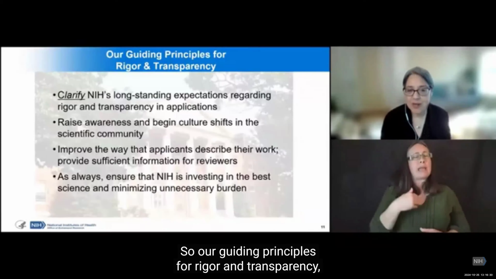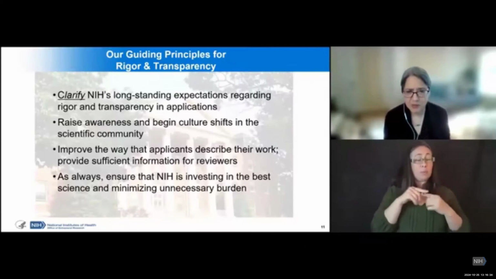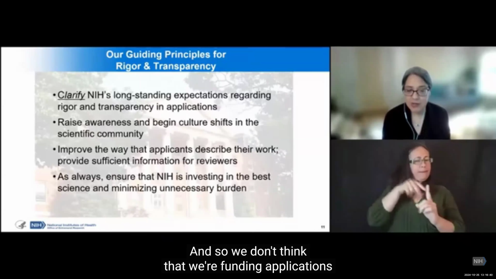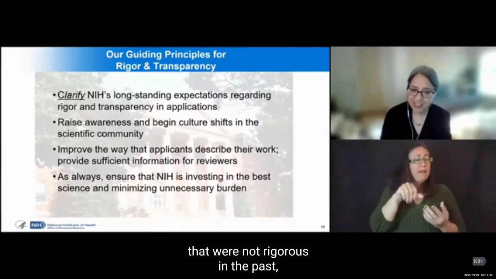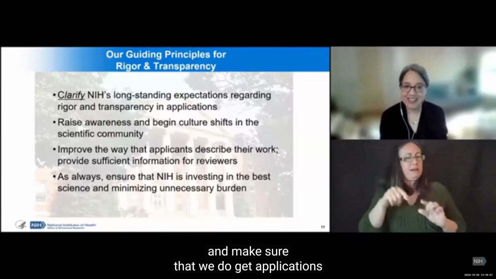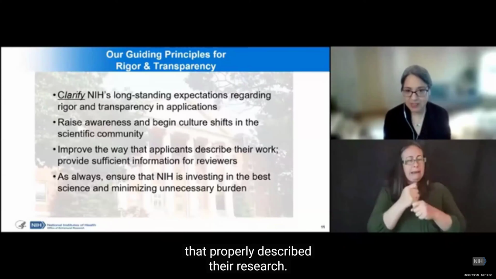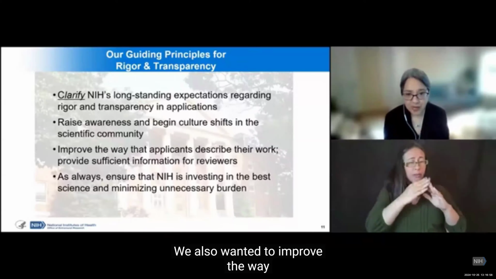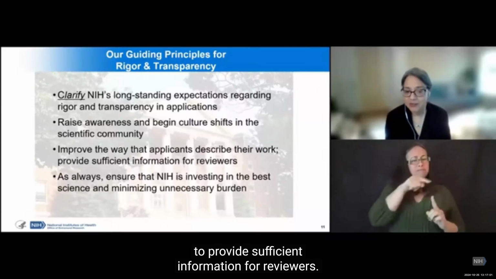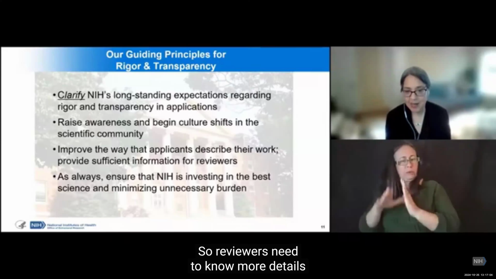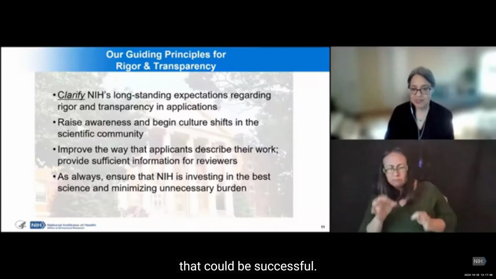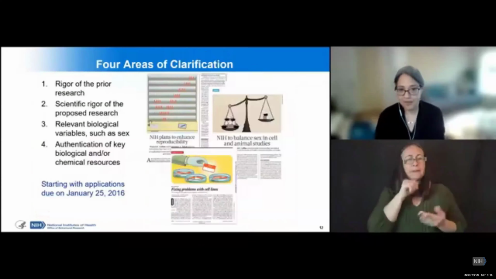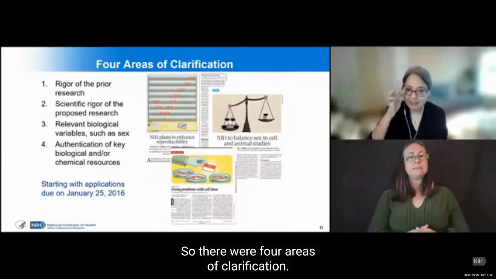Our guiding principles for rigor and transparency when we rolled out this policy were, first, we wanted to clarify our long-standing expectation regarding rigor and transparency in applications. We don't think that we were funding applications that were not rigorous in the past, but we wanted to clarify this need and make sure that we do get applications that properly describe the research. We also wanted to raise awareness and begin culture shifts in the scientific community. We also wanted to improve the way that applicants describe their work to provide sufficient information for reviewers. Reviewers need to know more details in order to determine whether or not it looks like a proposal that could be successful. And as always, we want to make sure that NIH is investing in the best science and minimizing unnecessary burden.